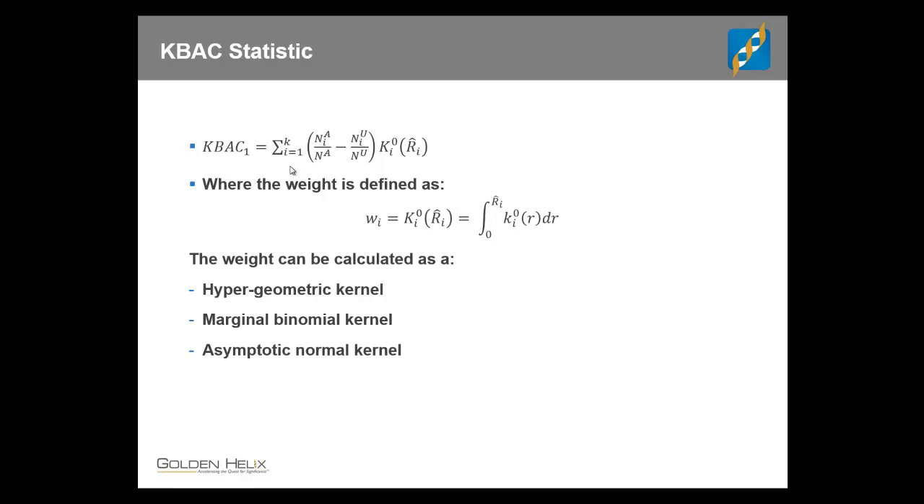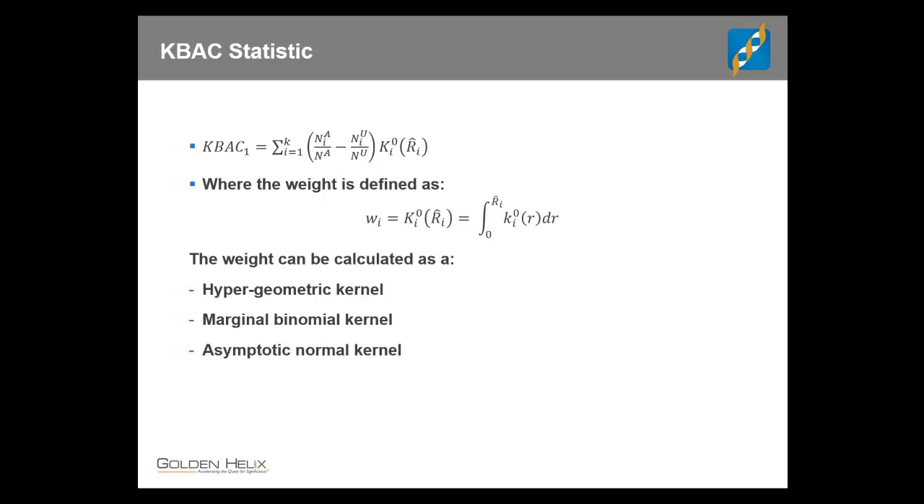In this method, adaptive weighting is used for each genotype according to the area of the curve from 0 to I of the known component of the distribution, where I is the estimated sample risk for genotype G. This known component is called the kernel, and that's the K part of the KBAC statistic. And there are three methods that exist for computing these weights. The first method is the hypergeometric kernel. And this is the exact form of the kernel.